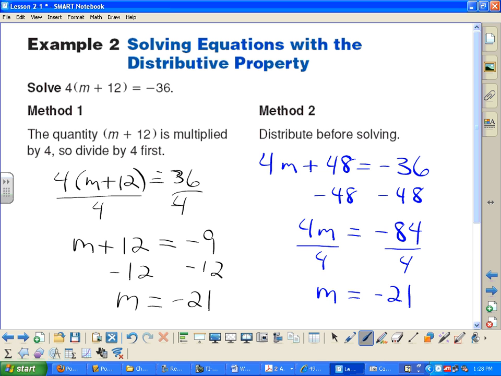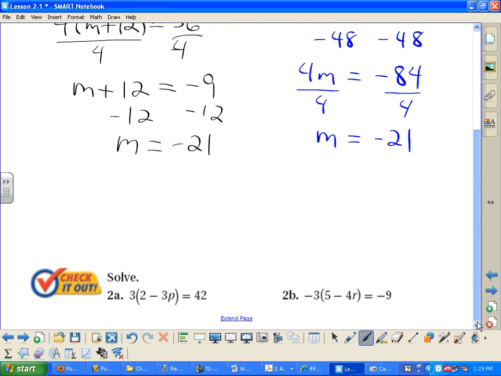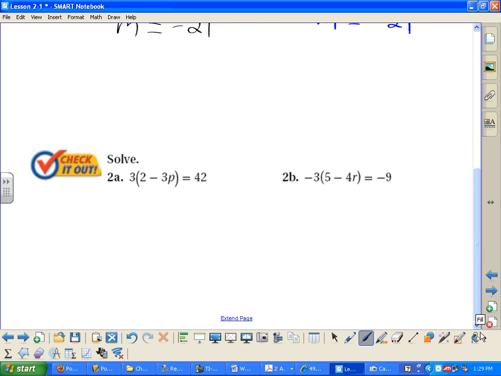So the method we use doesn't matter. How many of you would use the first method where you divide by 4 first? Okay, how many of you are more comfortable with the second method? Okay, so it's just a situation where you pick the method you like and then go ahead and use that method. Okay. So I want you just to do B.